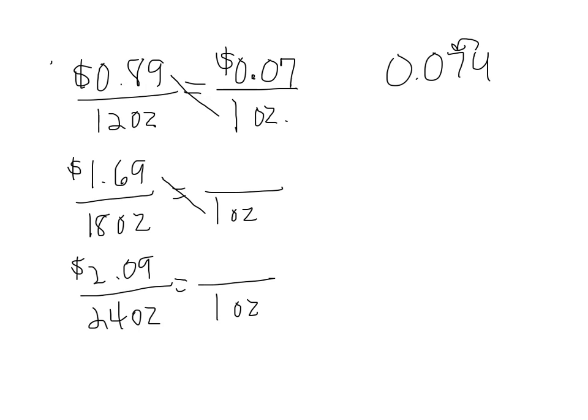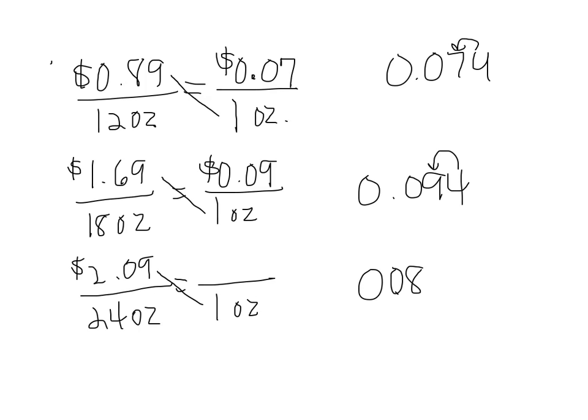Let's do the next one. 1 times $1.69 divided by 18. We get this. What do we round? Stay the same. This one is 9 cents an ounce. The next one we go 1 times $2.09 divided by 24. We get this. Nope. Yes. The 7 tells the 8 to bump up.